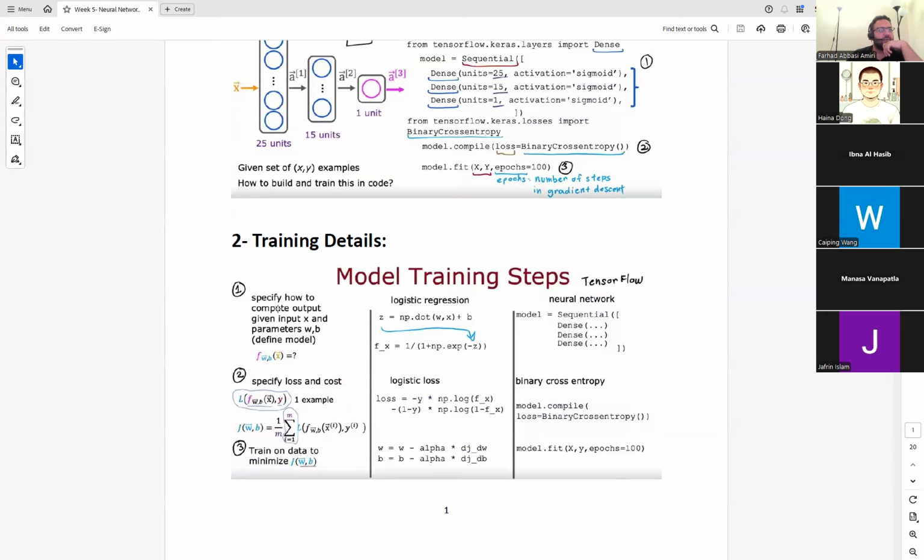So what was the first step? The first step was to specify how to compute the output, given input X and parameters W and B. You have to define your model. Is it a linear regression model, a logistic regression model, or are you going to use a neural network? F of X, remember, F of X is our model, which gives the output or the target value, right?